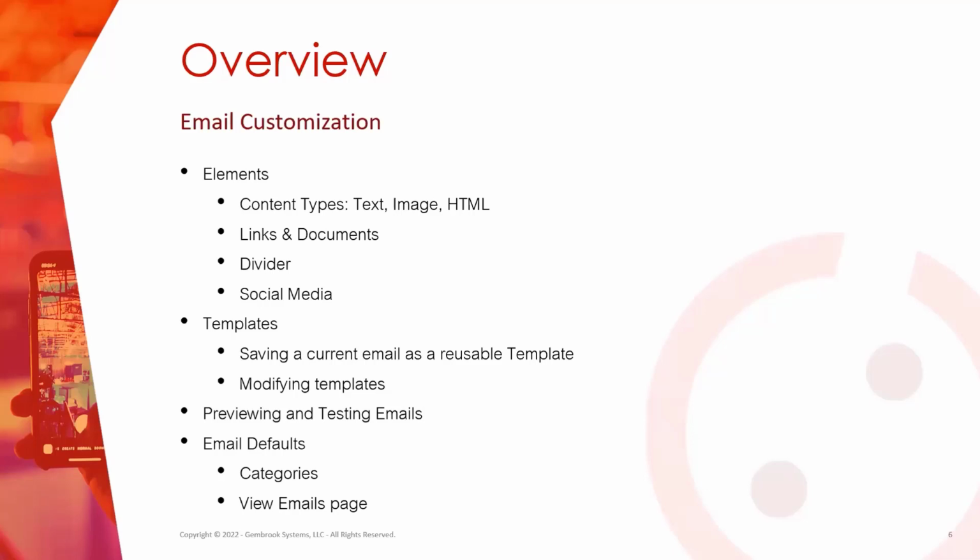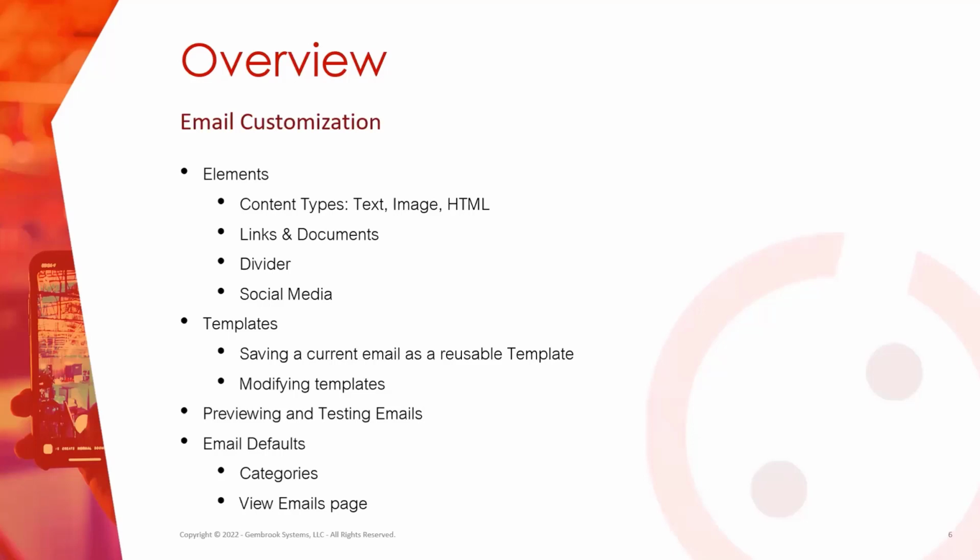And we'll talk about some of the do's and don'ts and what will and won't work when you're building your emails. And then the last thing we'll go over are some of our email defaults, things like our categories and how to use the view emails page, where people can see an archive of sent emails.